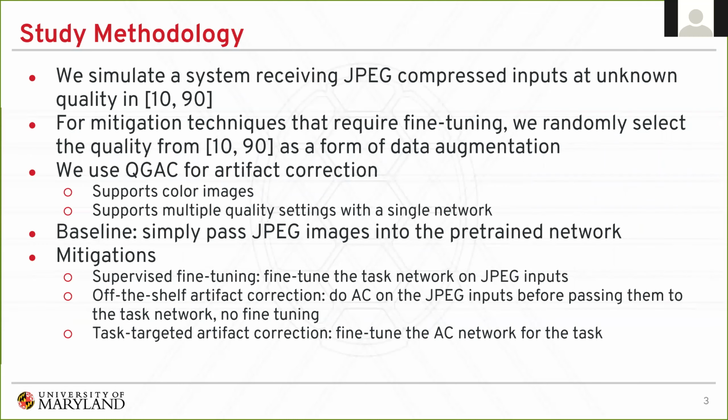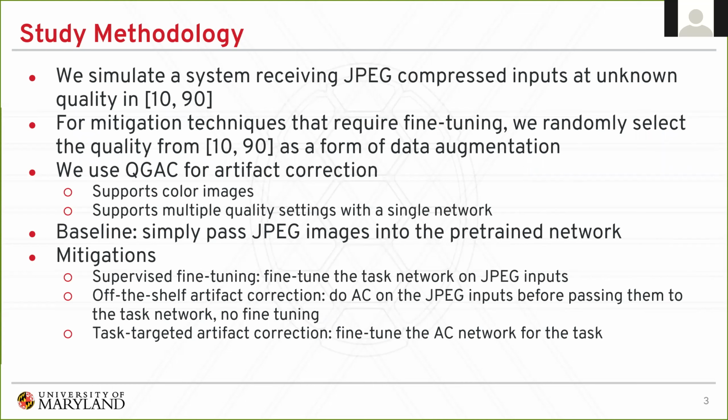Okay, so the study methodology, the idea was to simulate a system receiving JPEG compressed inputs at an unknown quality so that the system can get any level of JPEG compression. So we restricted it to 10 to 90, again, just to constrain the scope a little bit. And then any mitigation techniques that required fine tuning, we're randomly selecting the quality from 10 to 90 as a form of data augmentation. We're going to talk a little bit about how we use artifact correction later, but when we do use artifact correction, this is suppression of JPEG artifacts, we use this QGAC model from ECCV 2020.